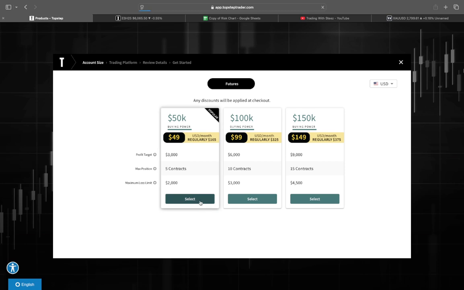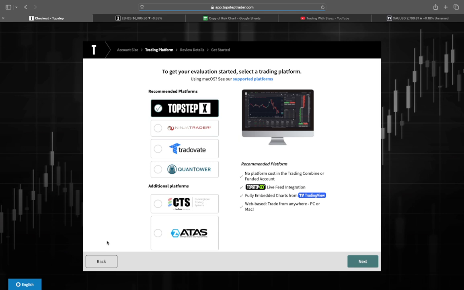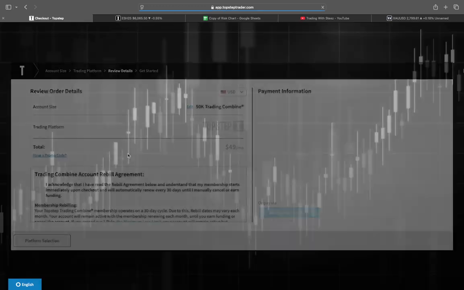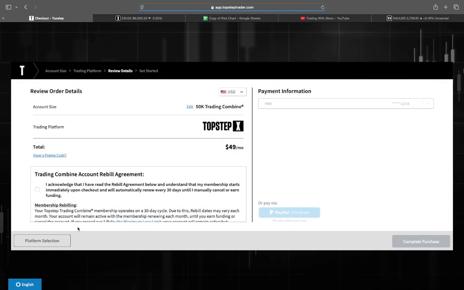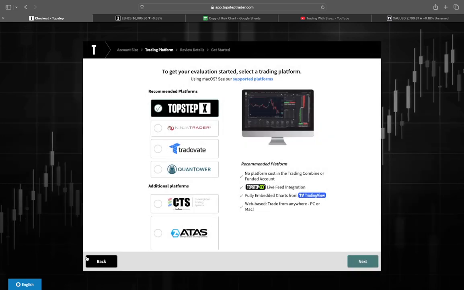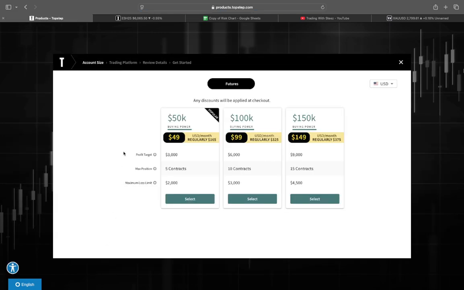So let's say you go to 50K, you select your 50K, or whichever one you want to choose, depending on however much money you're willing to spend. If you are already comfortable with using any of these other trading platforms, go ahead. I use Top Step X. So that's just the platform that comes with this prop firm. So hit next, agree to your terms, put in your payment information. Boom, you're all good. So go ahead and pause, do that so you can come back.